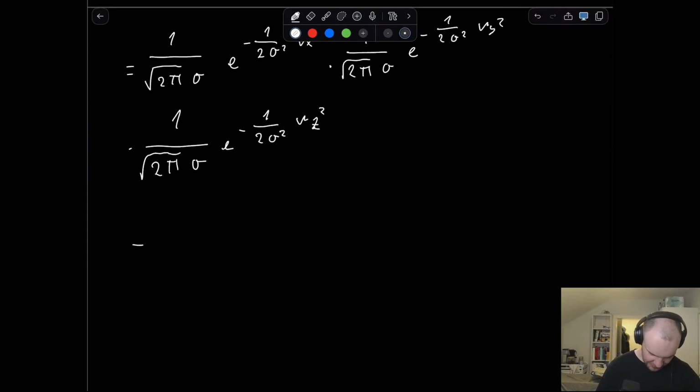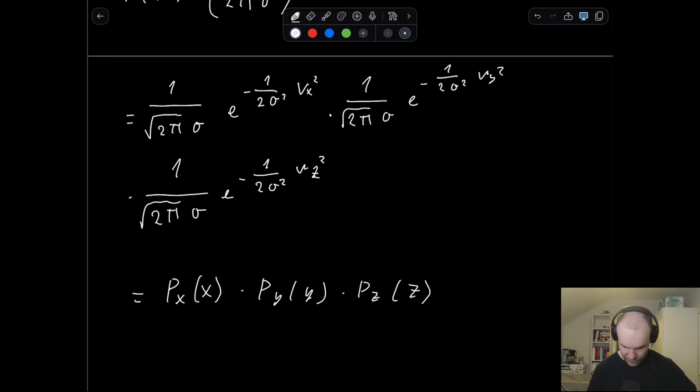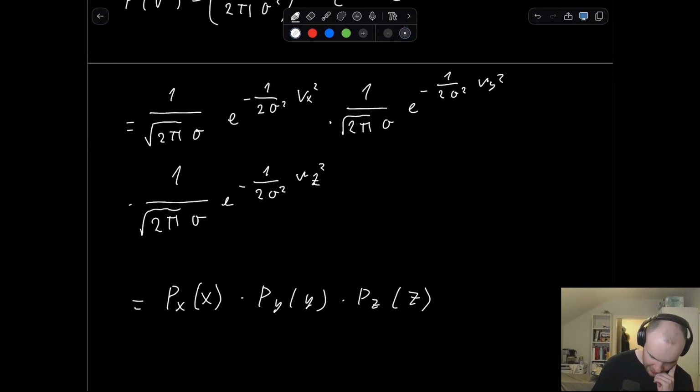This is equal to the probability in the x direction, right? Maybe I should do, in the x direction, p of x, and this is probability in the y direction, and probability in the z direction for z. So pretty cool. And all of this should make sense, because here you will actually have this guy minus mu, and since mu isn't there, it's actually 0.